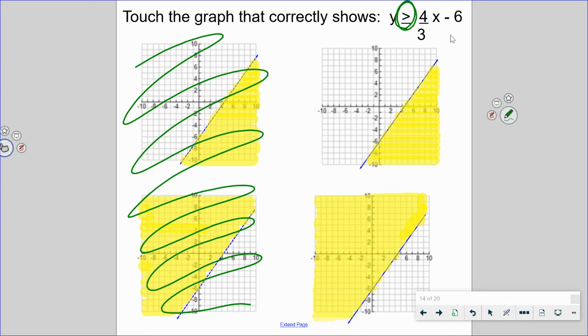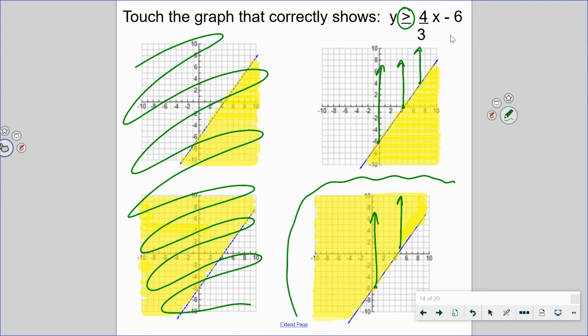Okay. Where would all the y coordinates be greater than the points on the line? Think about where the y coordinates get bigger and bigger and bigger. And it would appear that this example is our lucky winner. Now, for those of you that tried the point 0, 0, if you were to substitute in 0 for x and y, it would be a true statement. 0 is greater than or equal to -6. That is true. So that's just another verification that this is the side that should be shaded.